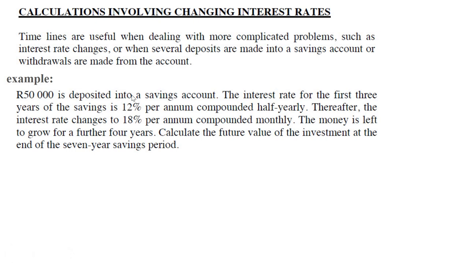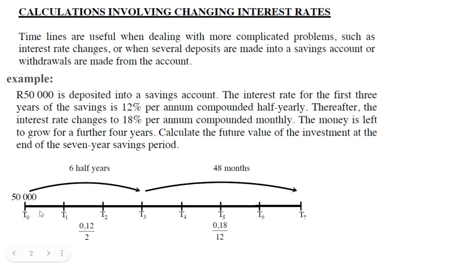You've got 50,000 Rand, and you put it into a savings account. For the first 3 years, it's 12%, compounded half yearly, twice a year. And then after that, it goes to 18% compounded monthly. The money's left to grow for another 4 years, so that's 3 plus 4, 7 years altogether. Calculate the future value at the end of 7 years.